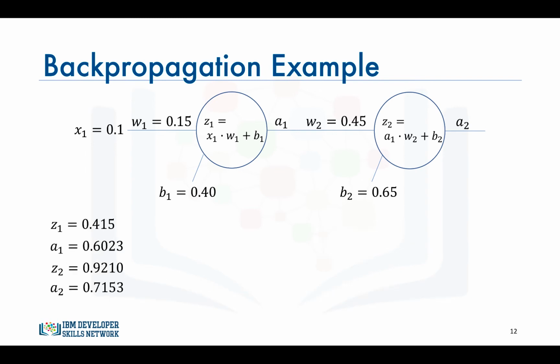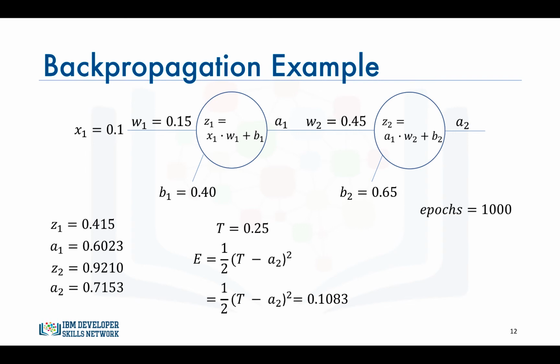Now let's assume that the ground truth is 0.25. We first compute the error between the ground truth and the predicted value. Next, we will start updating the weights and biases for either a predefined number of iterations or epochs, like 1000 for example, or until the error is within a predefined threshold of 0.001 for example. Using a learning rate of 0.4, let's see how the weights and the biases change after the first iteration.